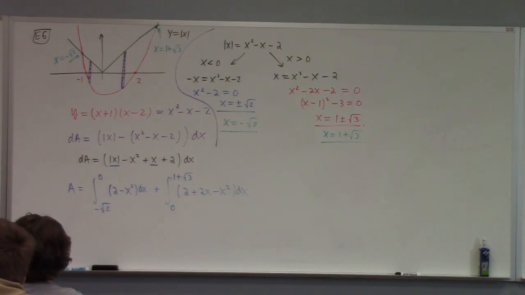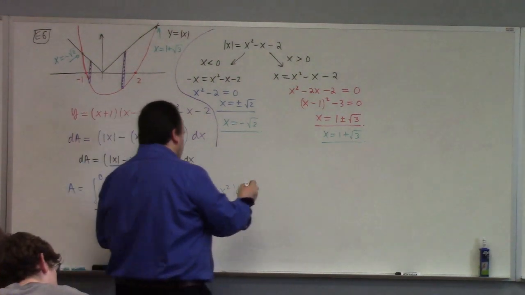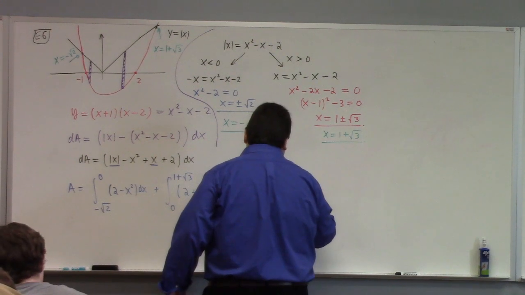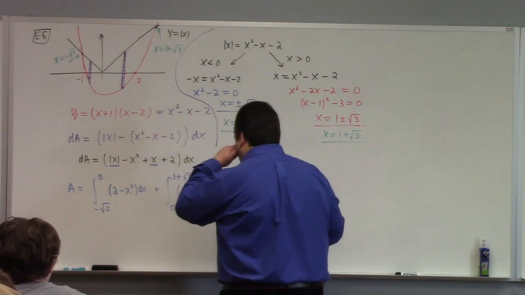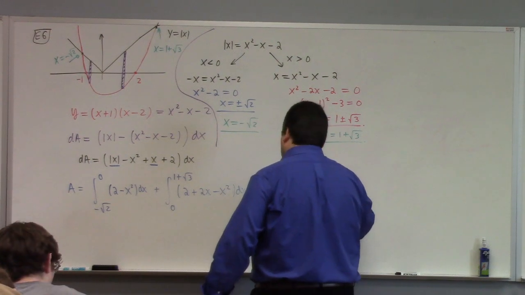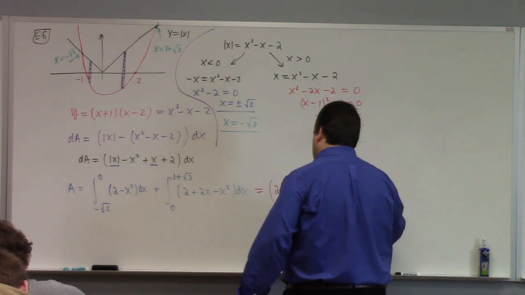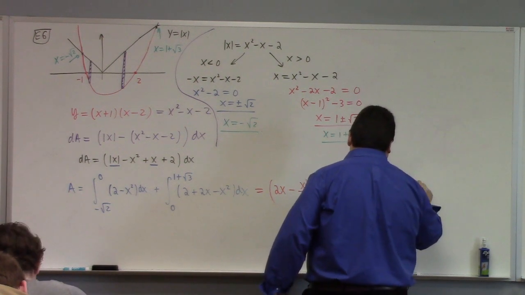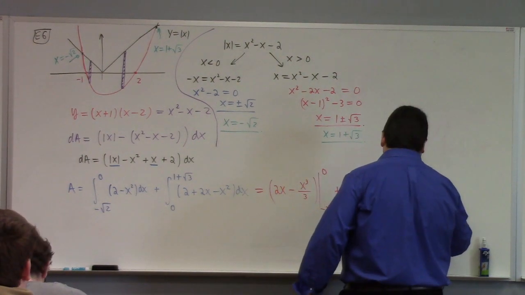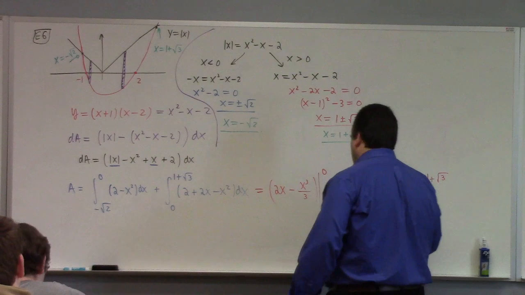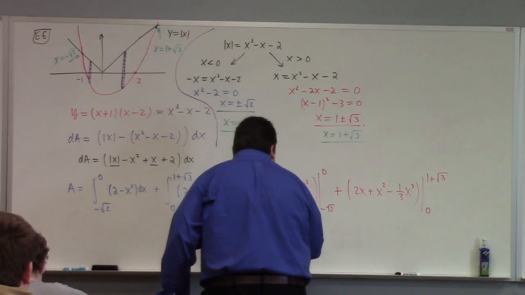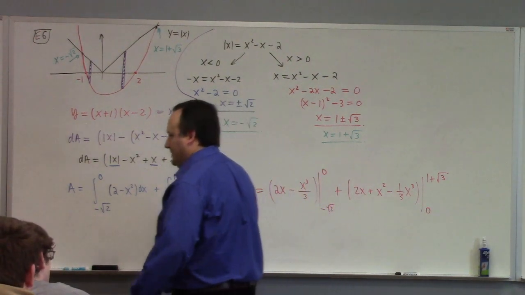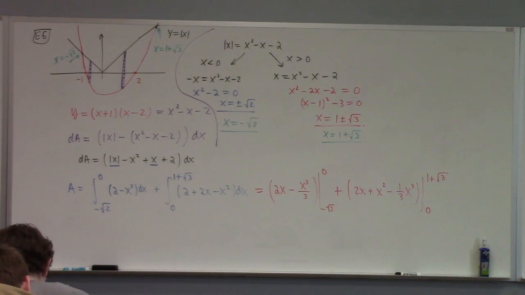So they're not too bad, really. We've got 2x minus x cubed over 3. Evaluate that from minus root 2 to 0. And then you've got plus parentheses 2x plus x squared minus 1/3 x cubed, evaluated from 0 to 1 plus the square root of 3. And so that gives us quite a bit. Well, fine, I'll accept my... I guess that's far enough. We'll stop there.